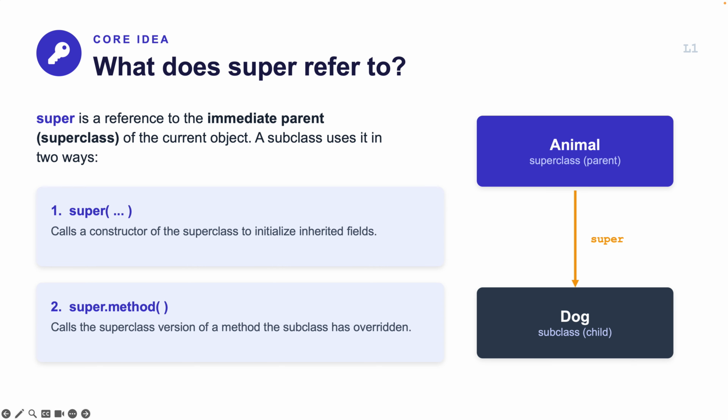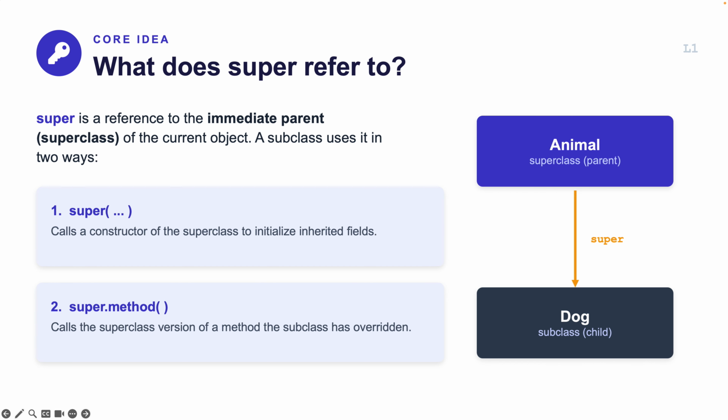All right, let's start with the big picture. The keyword super is simply a reference to the immediate parent class of the object you're working with. Think of it as a way to reach one level up the inheritance chain. Anytime a subclass needs something its parent already defined, super is the door to it. There are exactly two ways we use it, and they're the focus of this whole lesson.